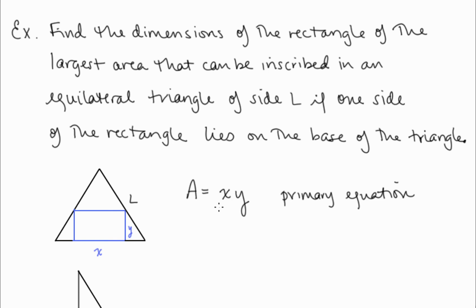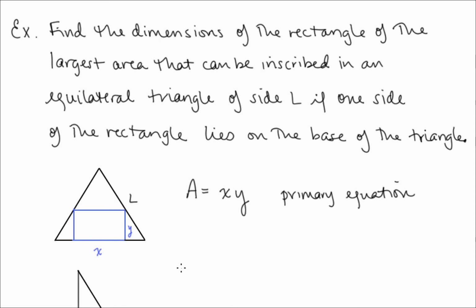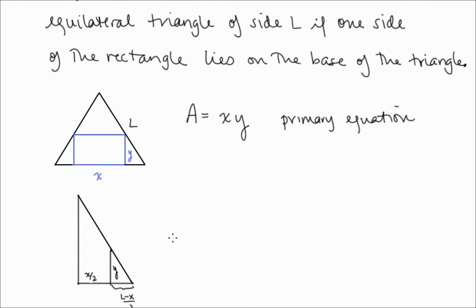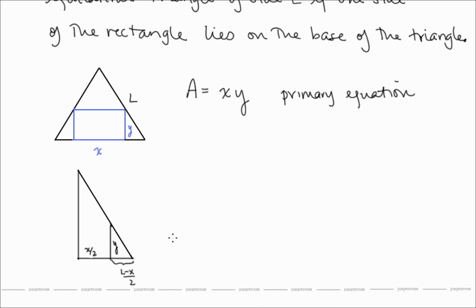Now notice our primary equation doesn't use L at all. So L is going to help us get that relationship between x and y. So we want to use similar triangles to get that relationship between x and y using the side length L. And I think it's a little easier to split this triangle in half and look at the similar triangles. So that's what I've done here.